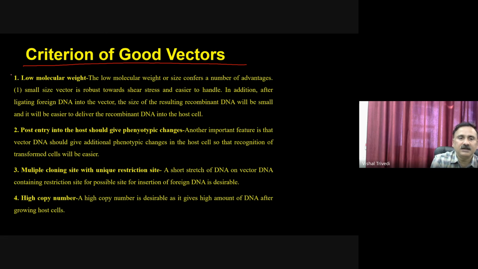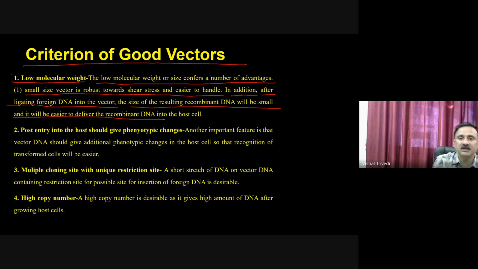Number 1 is low molecular weight. The low molecular weight or size confers a number of advantages. A small size vector is robust towards shear stress and easy to handle. In addition, after ligating foreign DNA into the vector, the size of the resulting recombinant DNA will be small, and it will be easier to deliver the recombinant DNA into the host.